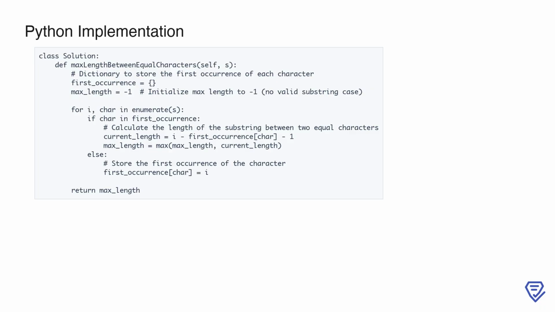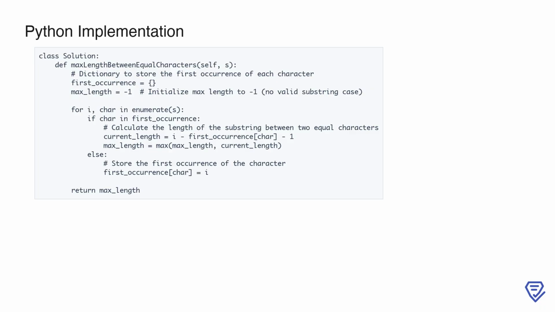If it does, this means a substring can be formed between the current index I and the first occurrence of the character. The length of this substring is calculated as I - first_occurrence[char] - 1. The max_length is then updated to be the maximum of its current value and the length of this substring.